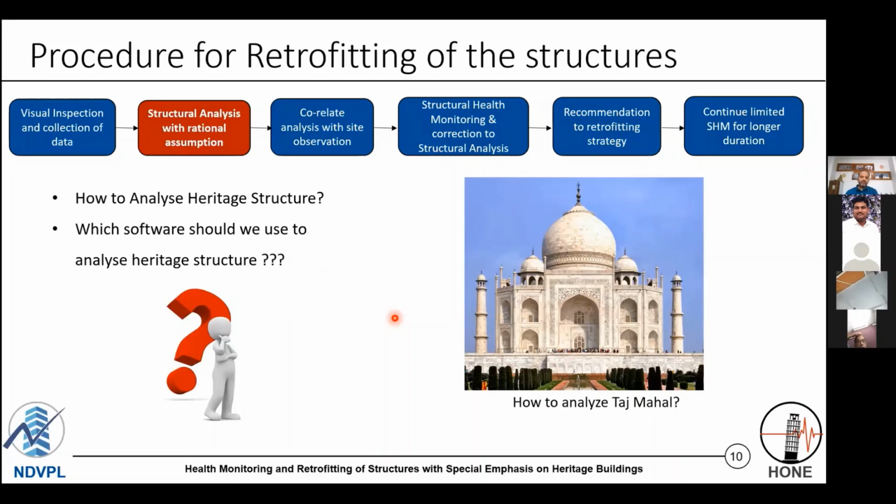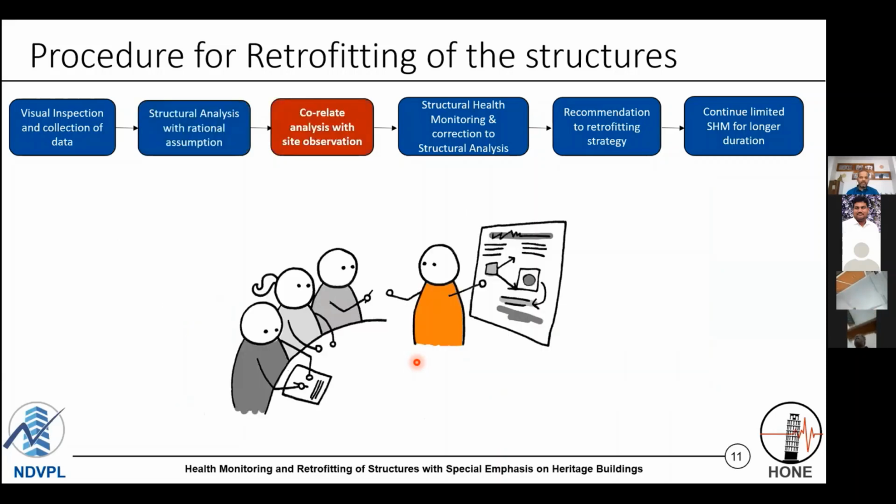But before that, my question: as I said, heritage structures are more difficult for analysis. Tell me how to analyze this heritage structure. For example, if I take the Taj Mahal, moment distribution method, Kani's method, which method should be adopted for the analysis of the Taj Mahal? Which software should be used? We'll discuss that in detail. Then the structural analysis result should be correlated with the site observations.